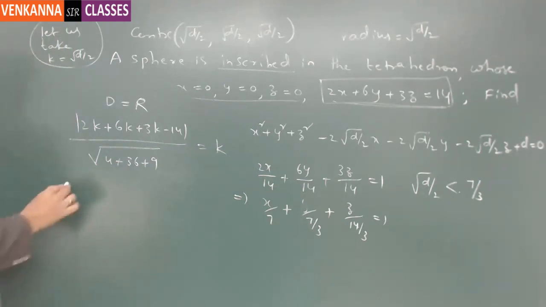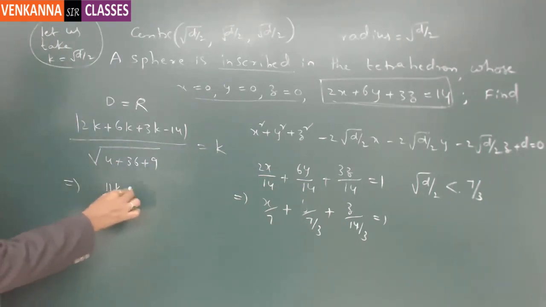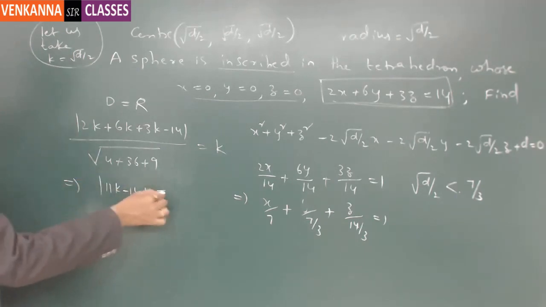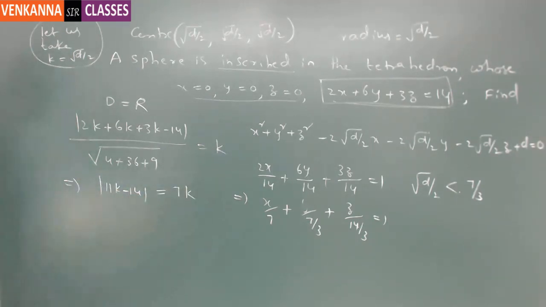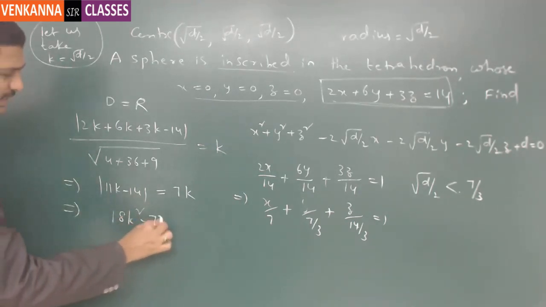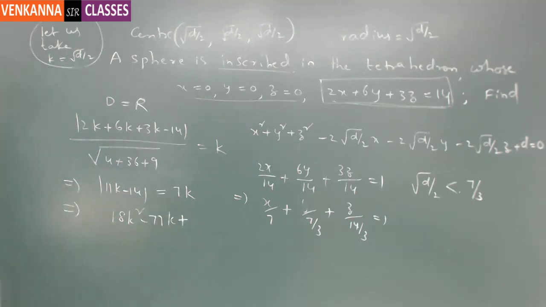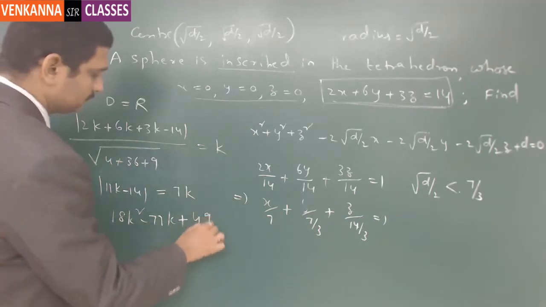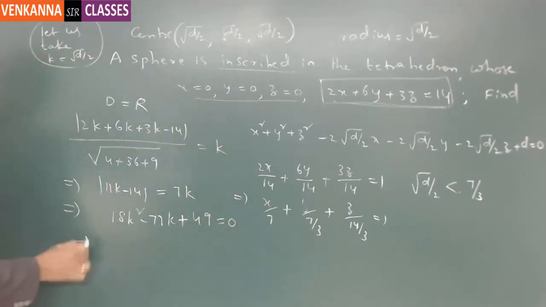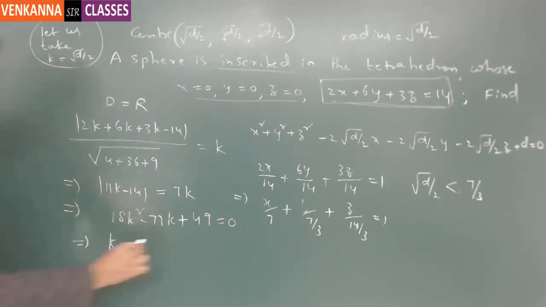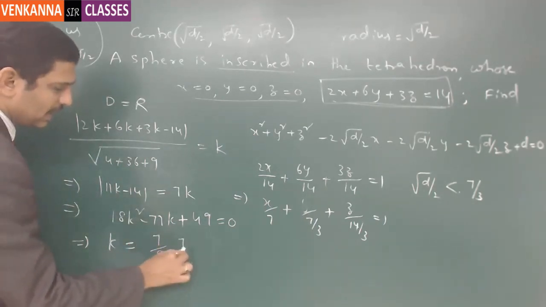So if you simplify this part, modulus of 11k minus 14 is equal to 7k. You can go for squaring on both sides, which gives that 18k square minus 77k plus 49 equal to 0. Giving that k is equal to 7 by 9, 7 by 2.